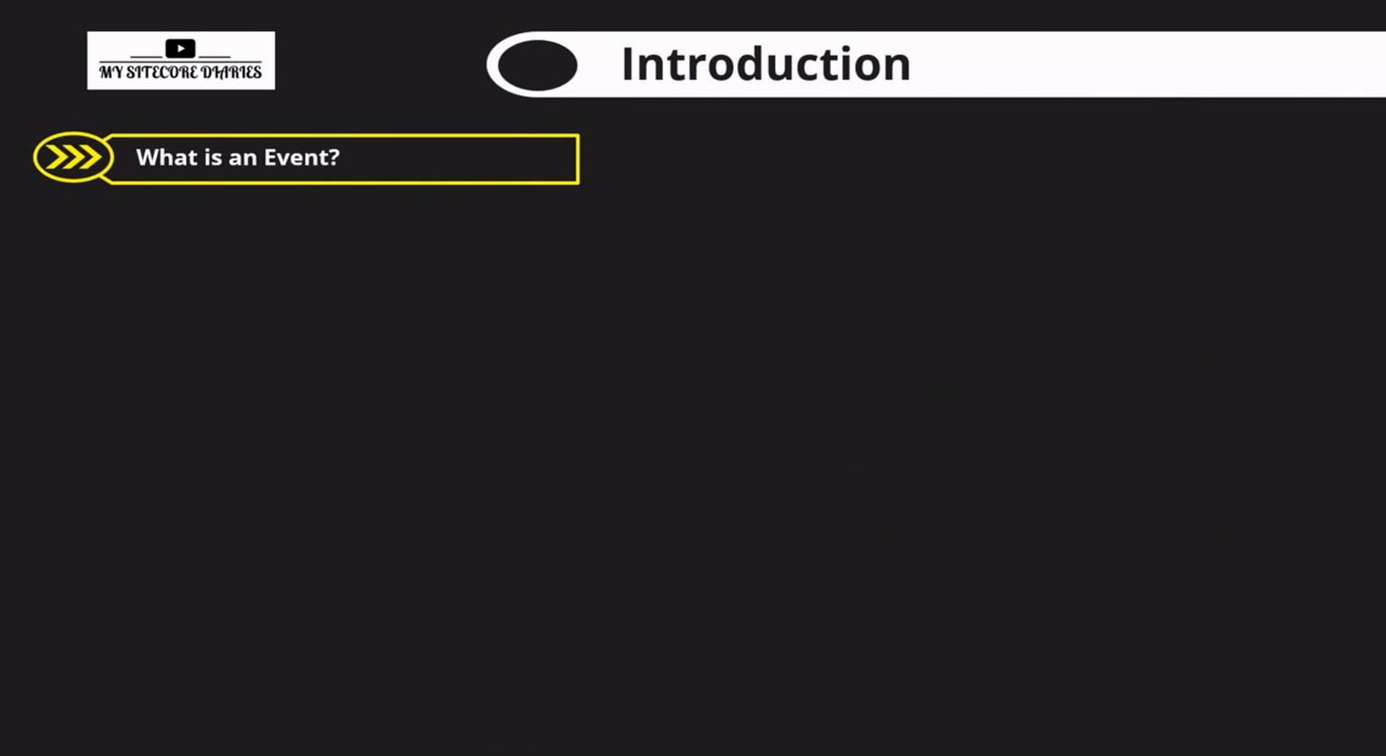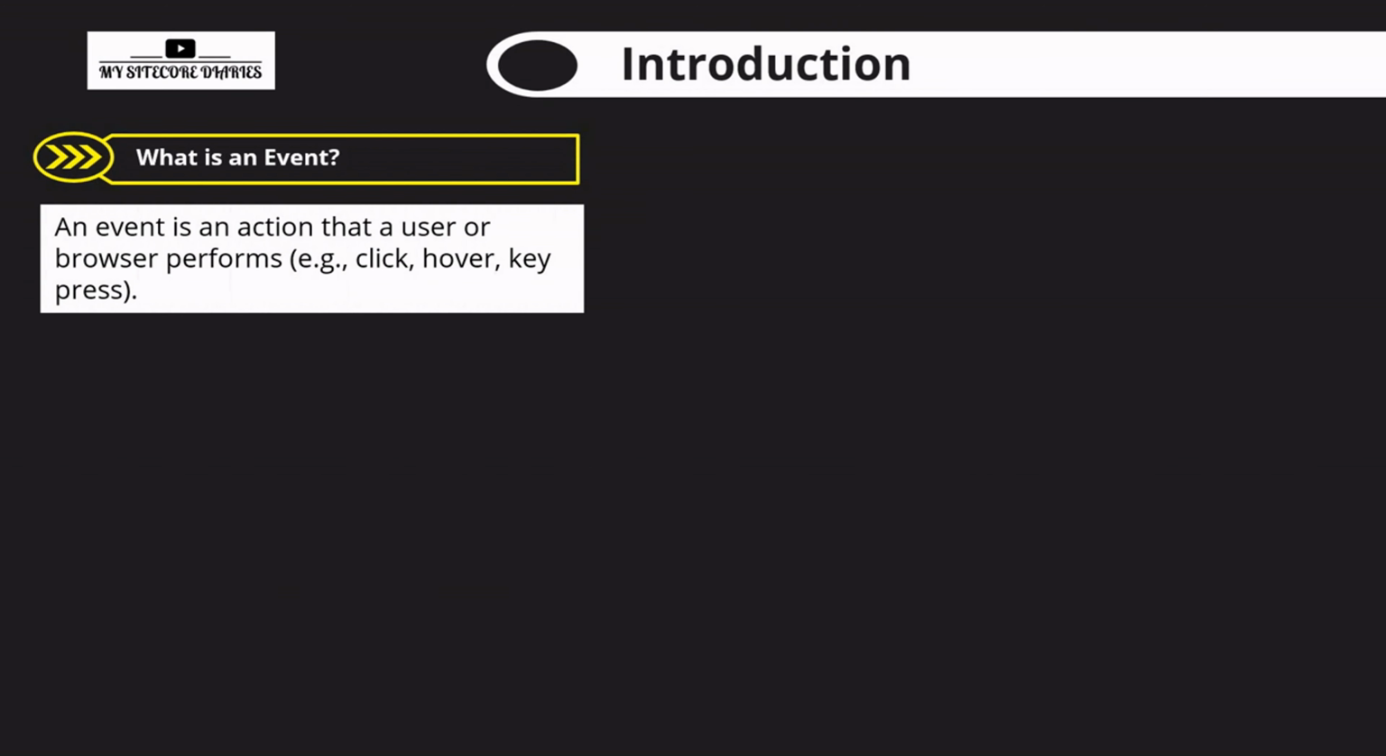What is an event? First, let's understand what an event is. An event is any action that a user or a browser performs, such as clicking a button, hovering over an element, or pressing a key. These events are essential in making web applications interactive.